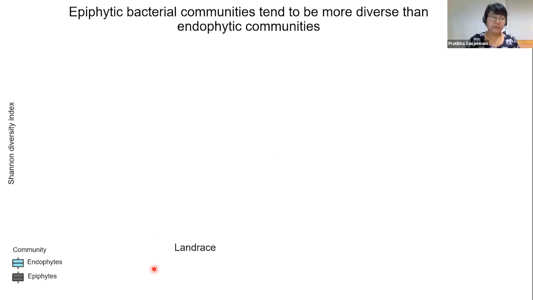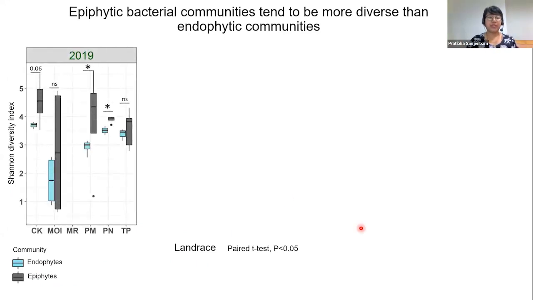We find that, for example, the community as I coded over here, the blue color is my endophytes and the gray color represents the epiphytic community. The x-axis shows the landrace and the y-axis shows the Shannon diversity index. And as expected, for example in 2019, we see that the epiphytic community tends to be more diverse than the endophytic community, but the difference is not statistically significant all the time. But the pattern seems to be true: the epiphytic community seems to be more diverse than the endophytic community.